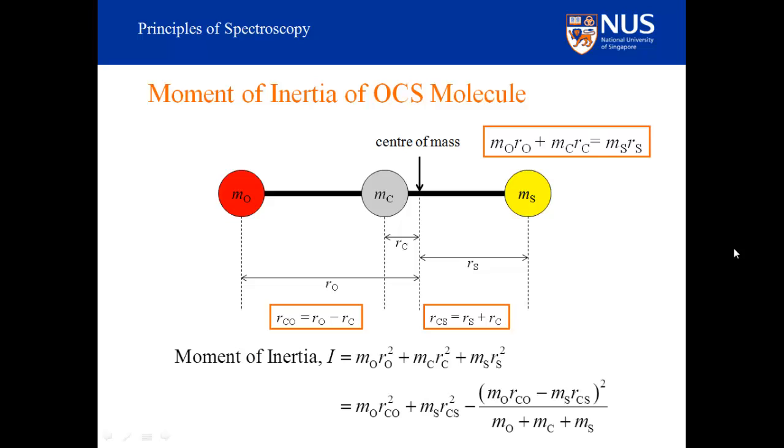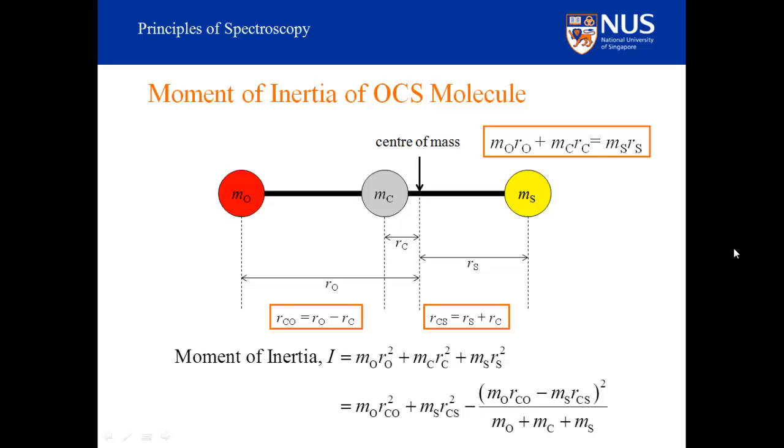Of course, in terms of saying something about the structure of the molecule, we are not really interested in what the distances are away from the centre of mass. We want to know what the bond lengths are. We want to know what the CS bond length is. But of course, we can define those in terms of these distances. Notice that the CO bond length is just the r sub O distance minus the r sub C distance. Similarly, the CS bond length is simply the r sub C distance plus the r sub S distance.